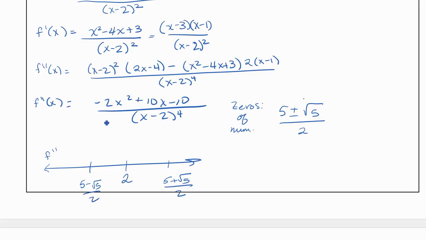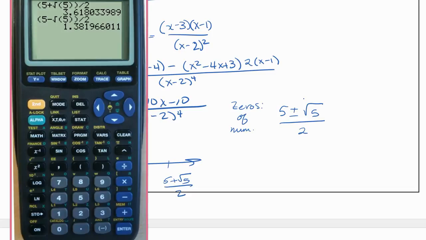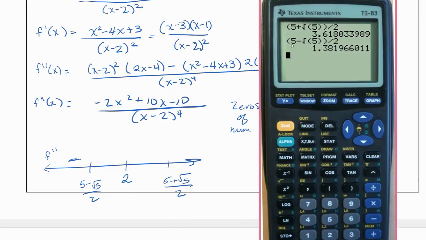Now, if we put in 0 to our second derivative, we're going to get negative 10 over a positive number since it's to the fourth. So this is going to be negative. Remember the negative one was about 1.3. So this is where we're going to want to put the second derivative in our y equals to help us out.